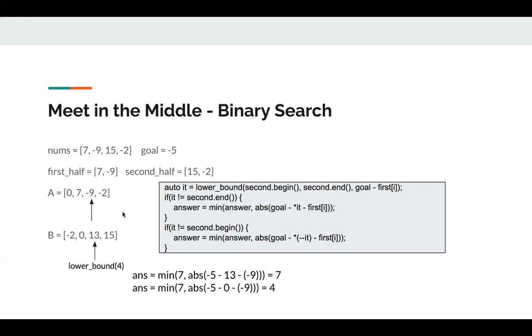Next A is -9. And we run lower bound on 4. It returns 13. Then we check -5 minus 13 minus -9, which is too large. -5 minus 0 minus -9, it's 4. So the answer becomes 4. At last, A is -2. We run lower bound on -3. It returns a pointer to -2. So the answer will become -5 minus -2 minus -2, it becomes 1. So 1 is our answer for this example.